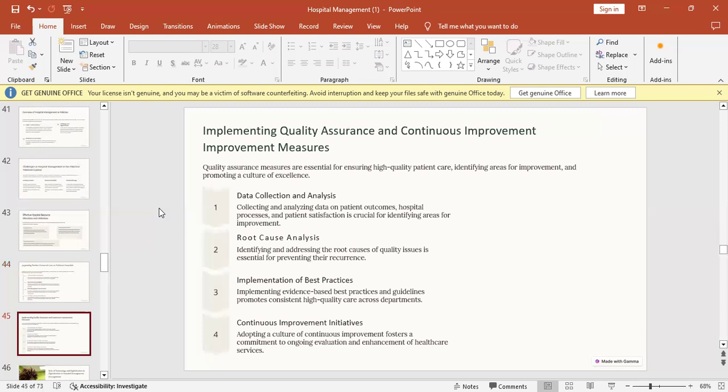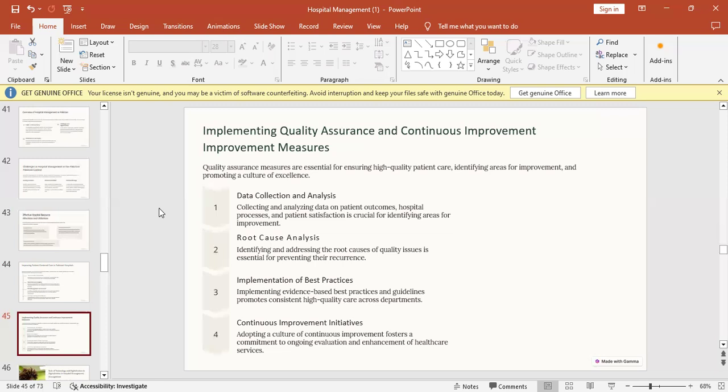Implementing quality assurance and continuous improvement. Quality assurance measures are essential for ensuring high-quality patient care, identifying areas for improvement, and promoting a culture of excellence. The first step that is needed is data collection and analysis. Collecting and analyzing data on patient outcomes, hospital processes, and patient satisfaction is crucial for identifying areas for improvement. Next step is root cause analysis.